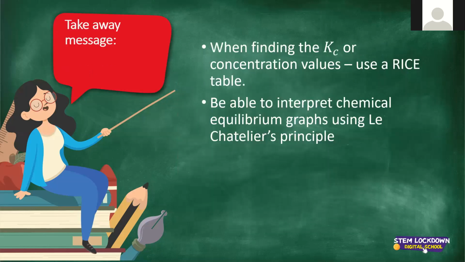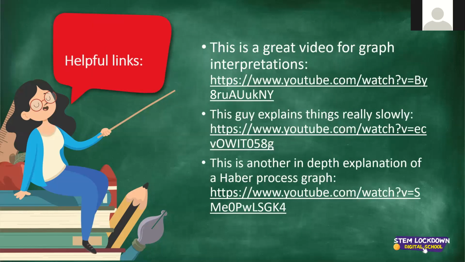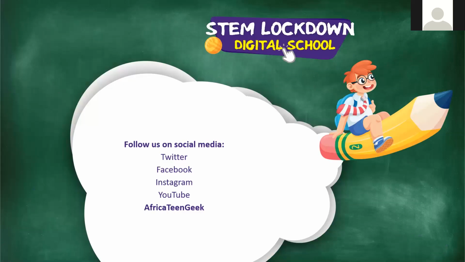Okay, so basically after these 2 lessons, you should be able to do the KC values now. You should be able to use a rice table, and you should be able to interpret the graphs. So I'm going to work through the November 2015 past paper, question 5 and question 6, which is based on rates of reactions.